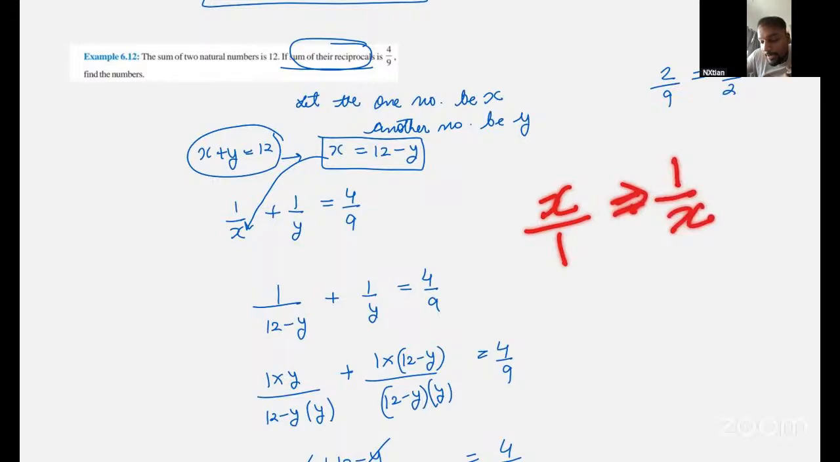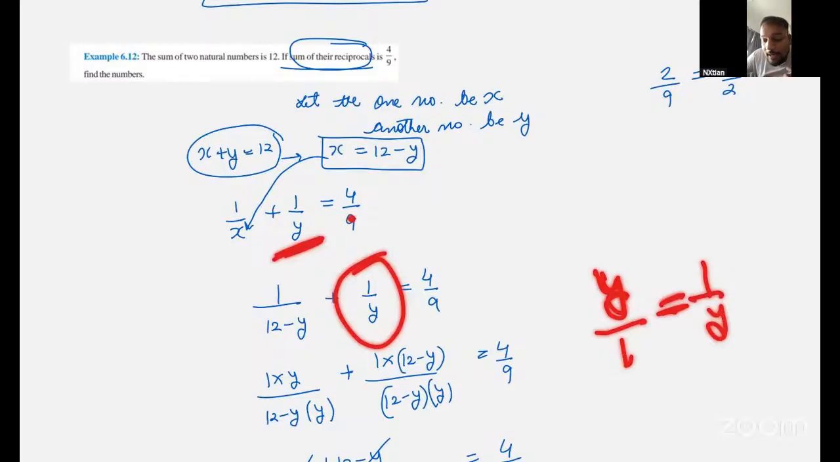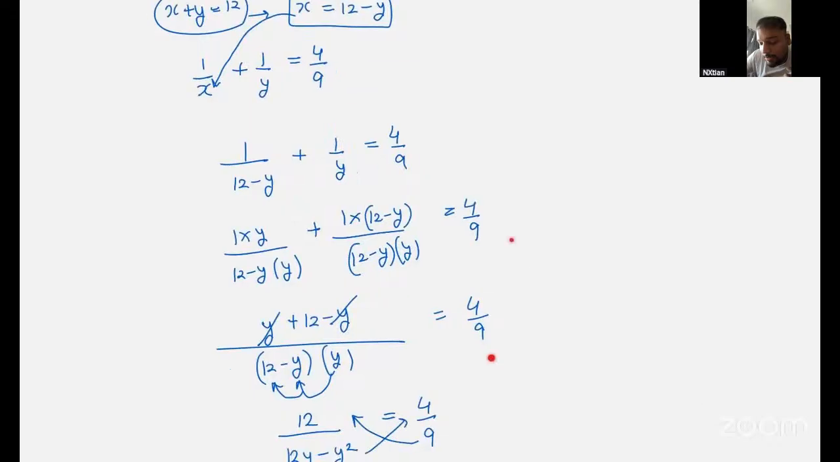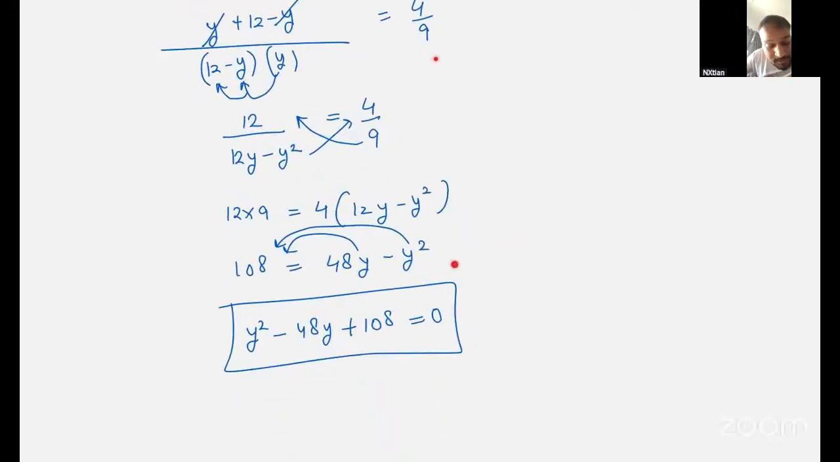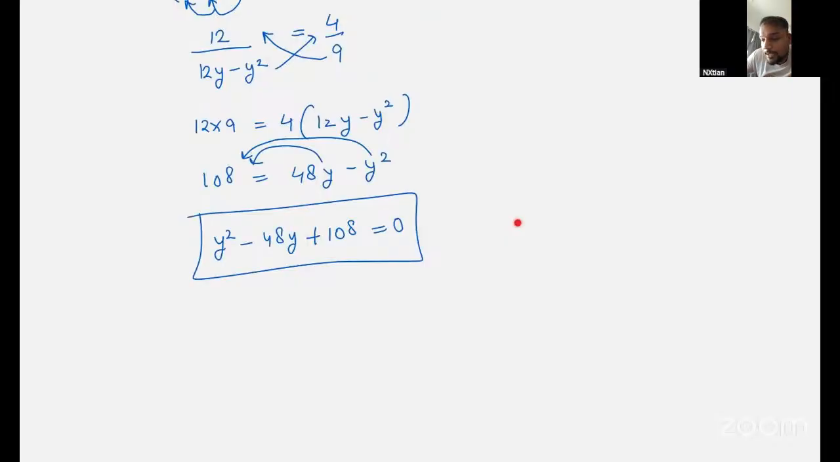In the same way, y reciprocal will be, if y is written, then it will become y upon 1. The reciprocal of that will be 1 by y. So I wrote here 1 upon y is equal to 4 by 9. Then I just substitute the value of x, which is 12 minus y here. Then I make the denominator same, and I got the quadratic equation. Got it? Okay, got it. Okay, this is your homework. You guys have to solve this equation at home.